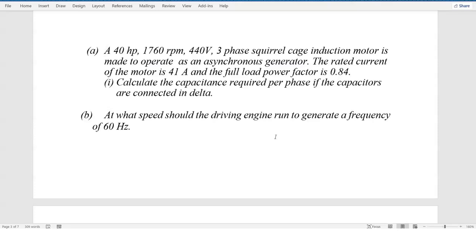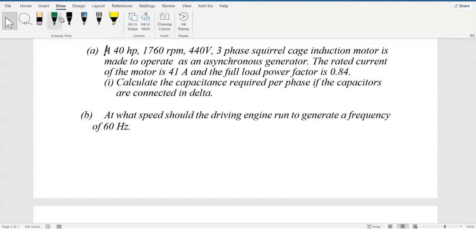So we are told that we need to calculate the capacitance required per phase if the capacitors are connected in a delta configuration. And at what speed should the driving engine run to generate a frequency of 60 Hz? So let's right away begin and let's understand this problem.